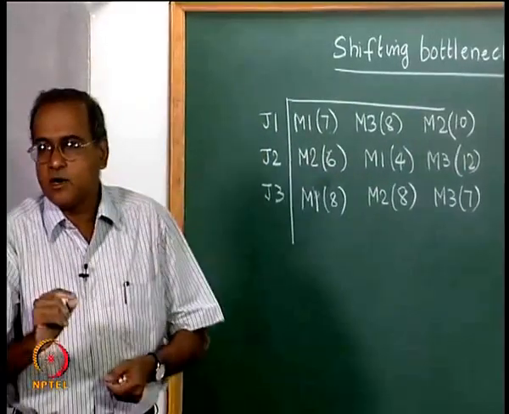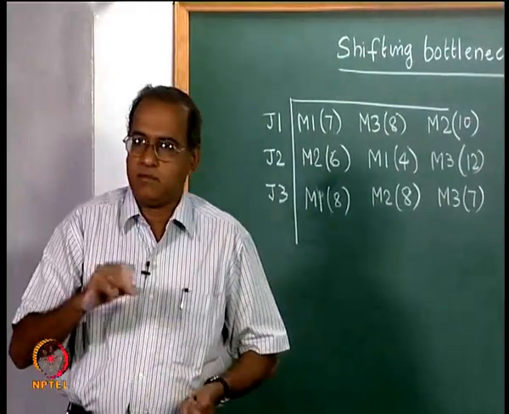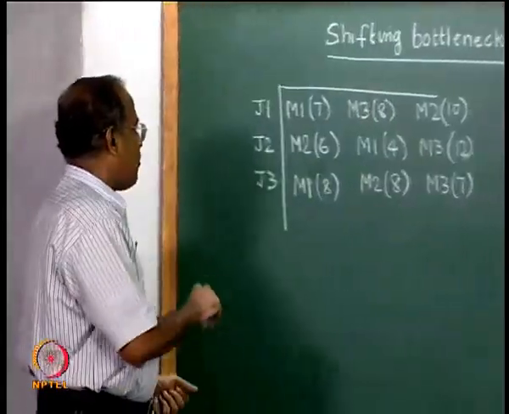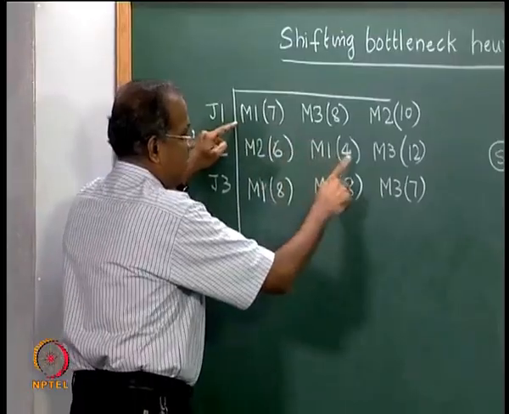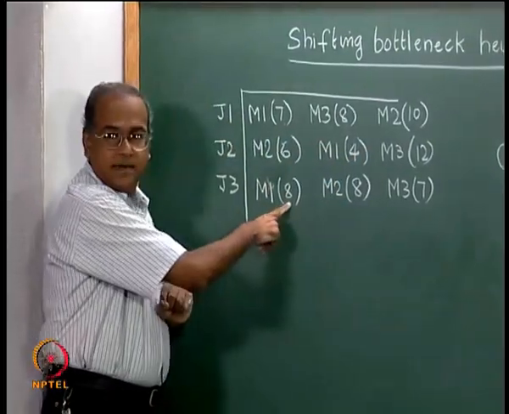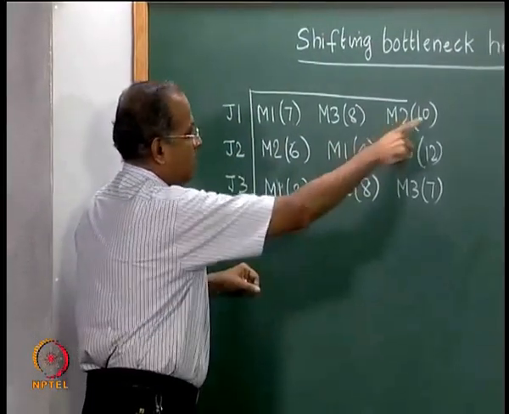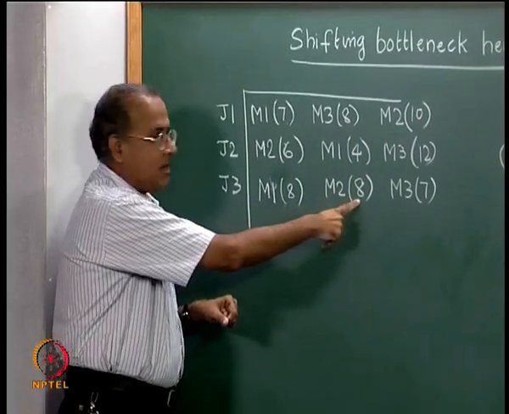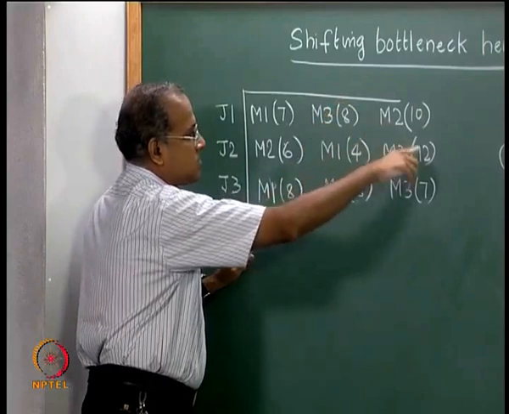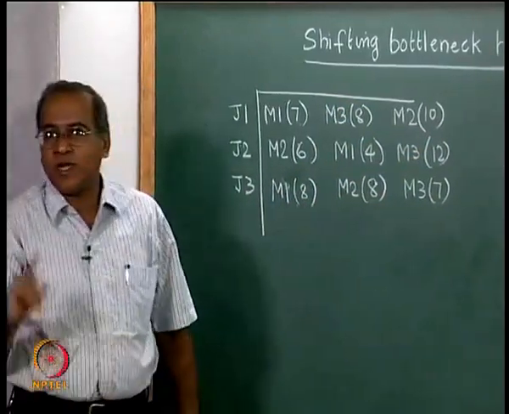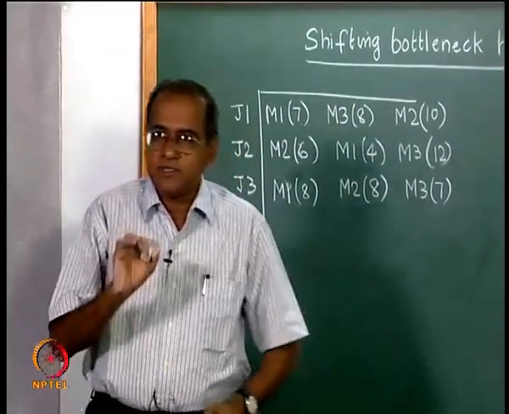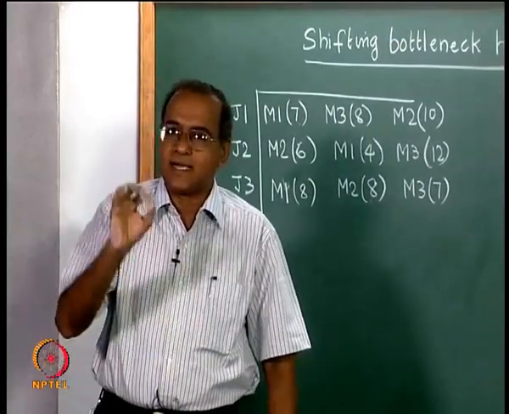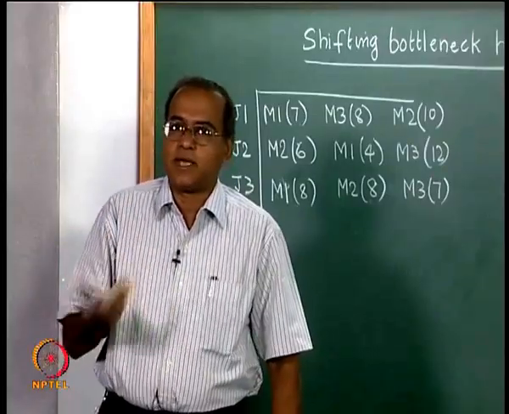Let us also try and look at machine times on the 3 machines that are required. So, M1 requires 7 plus 4, 11 plus 8, 19. M2 requires 10 plus 6, 16 plus 8, 24, and M3 requires 8 plus 12, 20 plus 7, 27. So, M3 with a load of 27 represents a slightly tighter lower bound on the makespan.